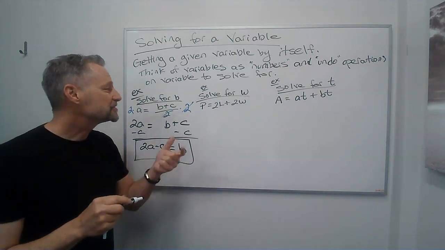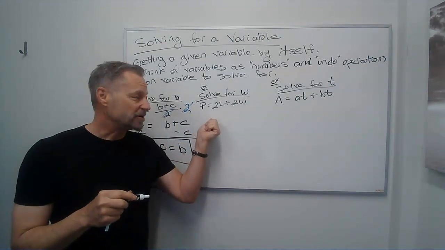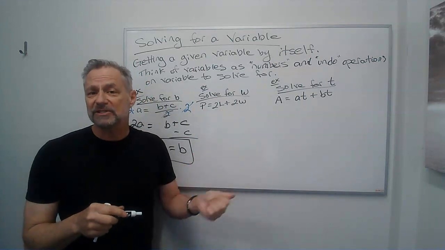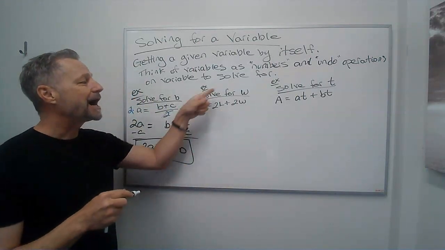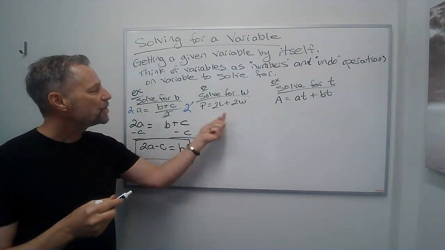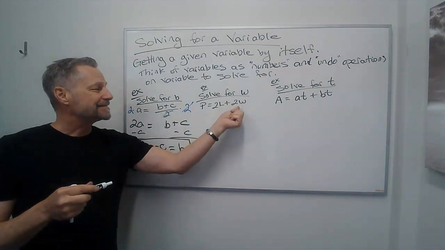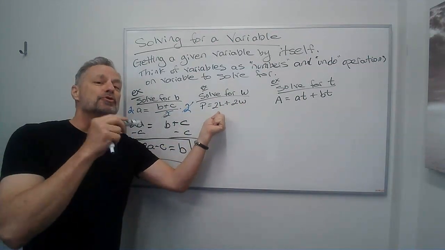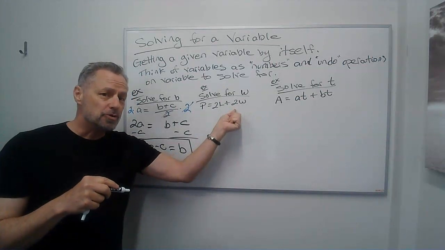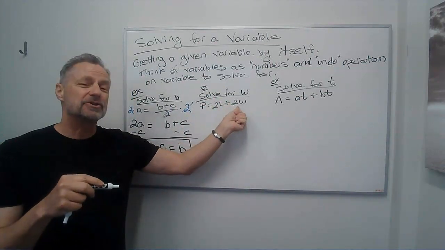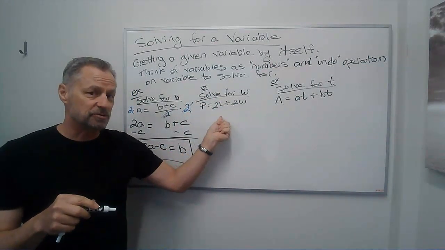Okay, let's look at this one. P, perimeter, equals twice the length plus twice the width, 2L plus 2W. I want to solve this one for W. Well, it's usually easier to subtract the 2L before I divide by 2. I'm going to run into fractions if I do division before I do addition or subtraction.